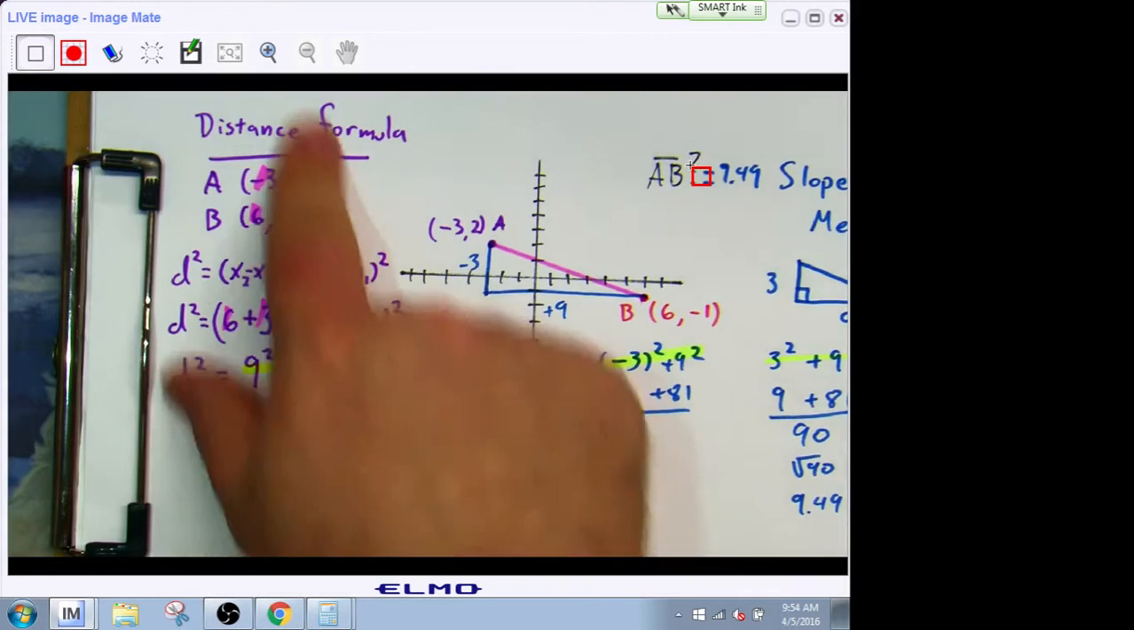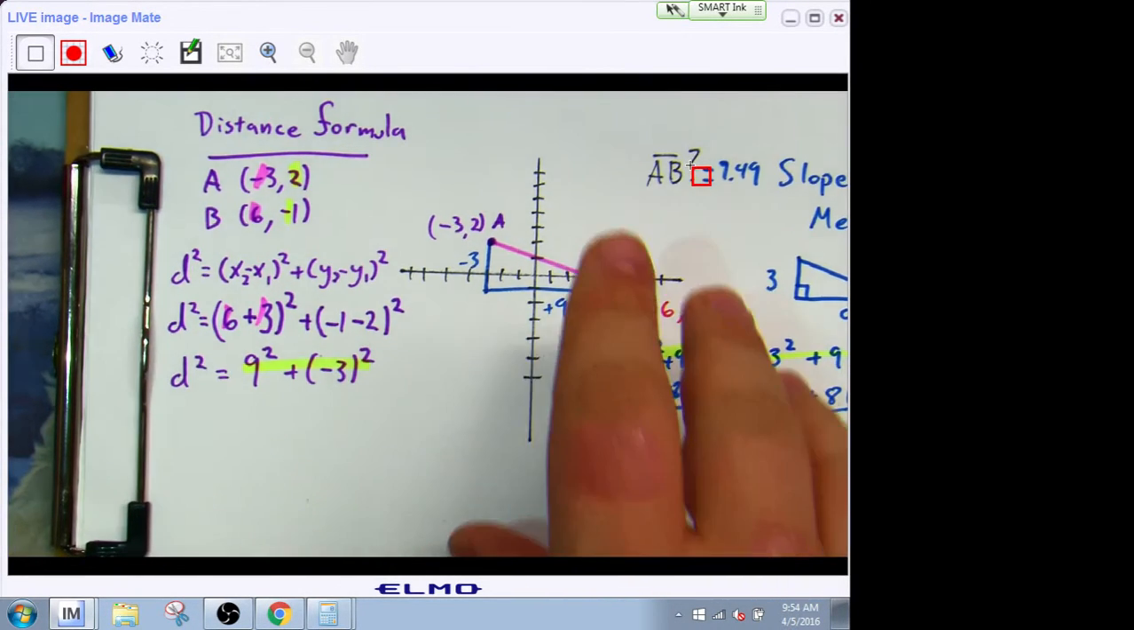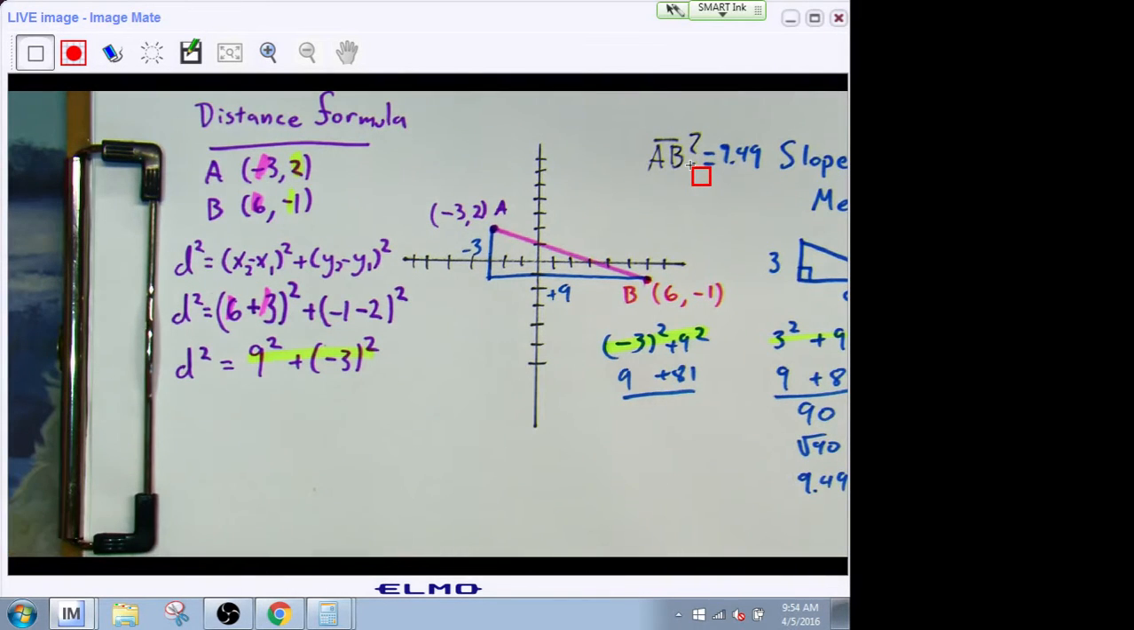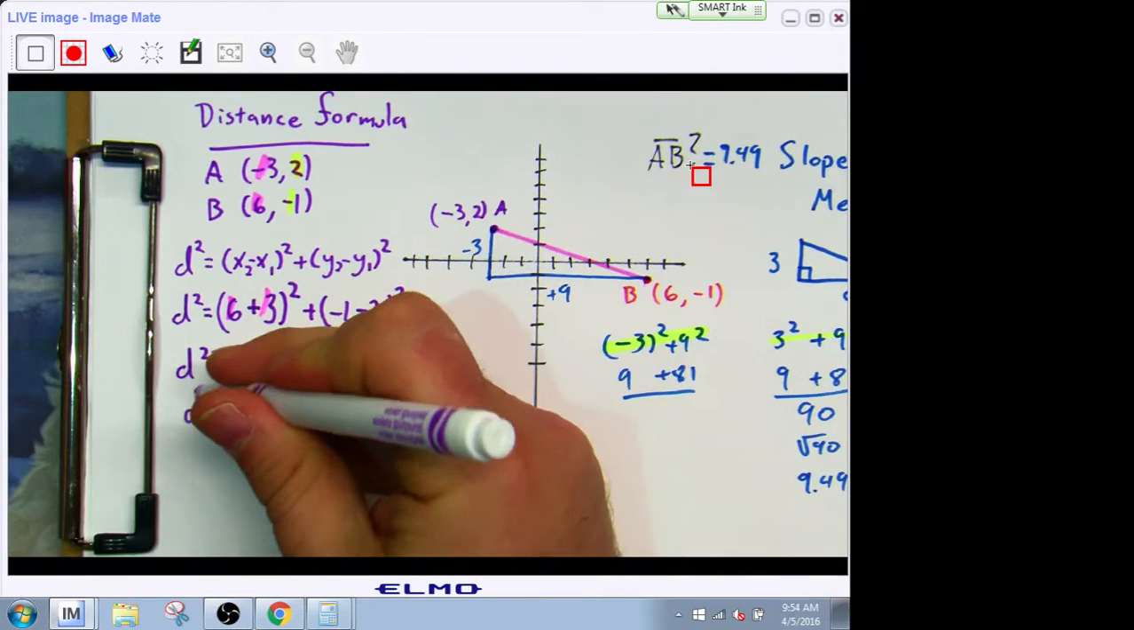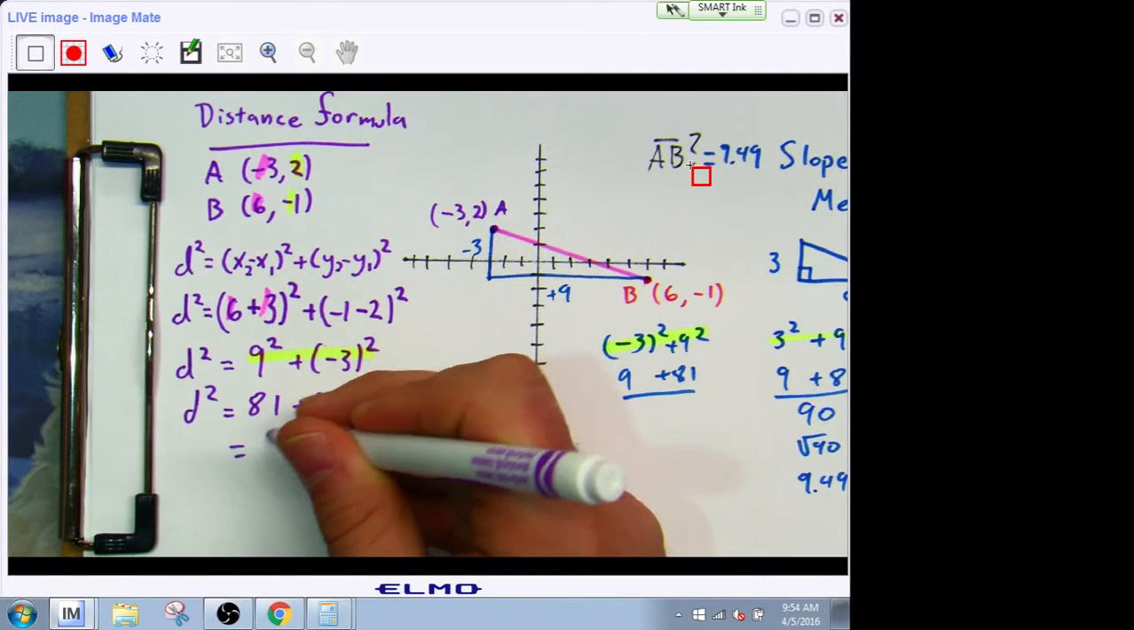Anyway, that's what we're doing here. We're just doing it through numeric communication instead of geometric communication. So when we do this, sure enough, d squared equals 81 plus 9, which will equal 90.